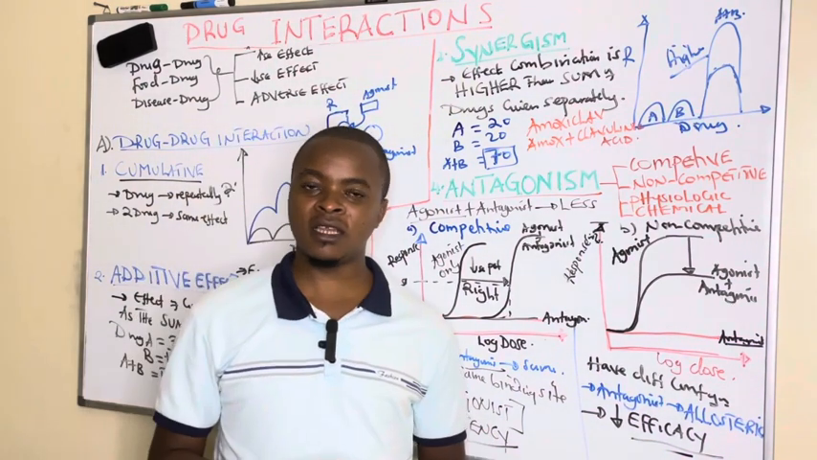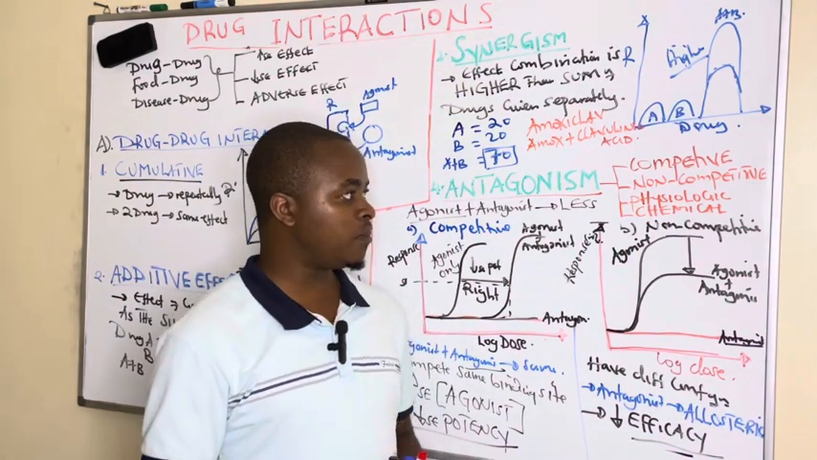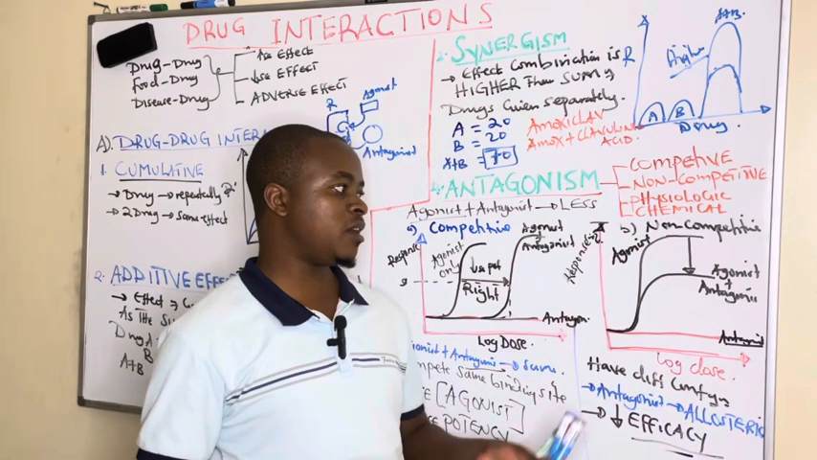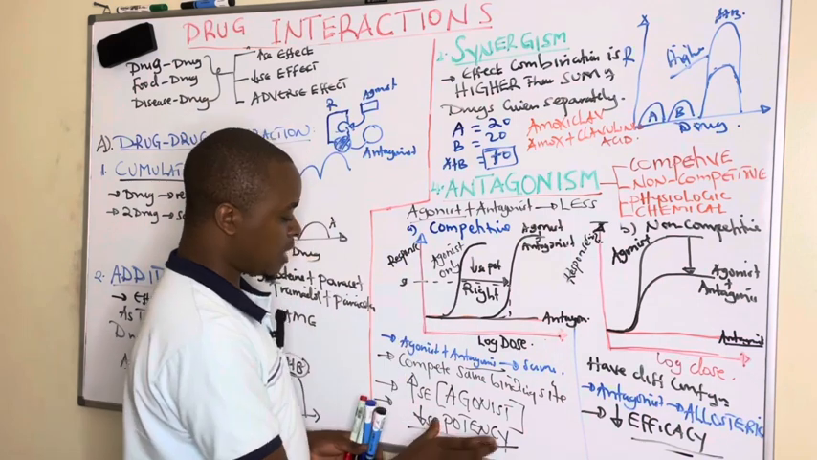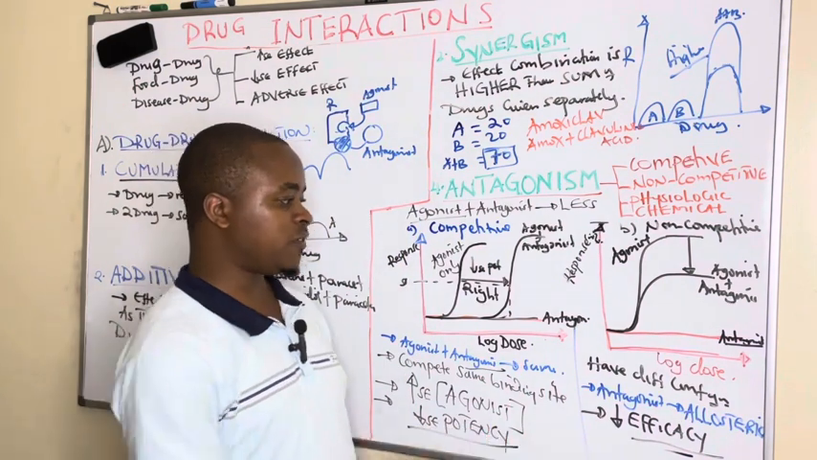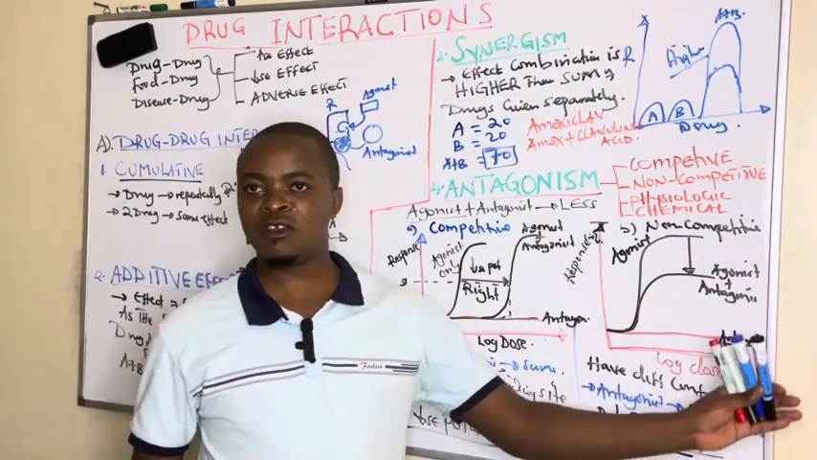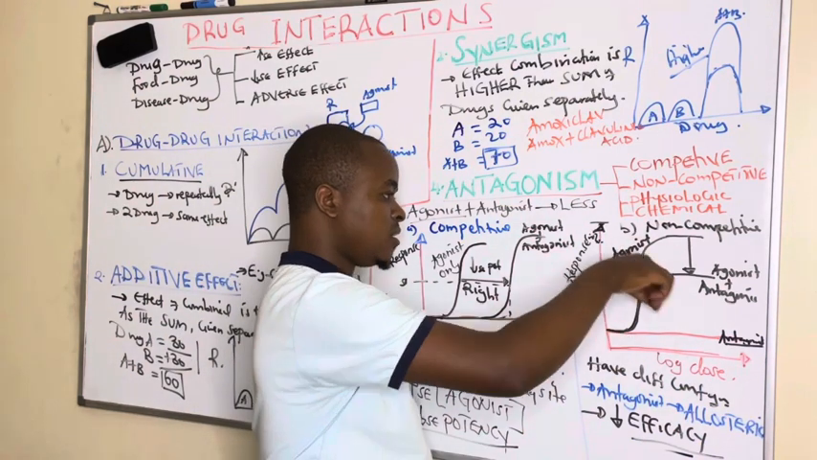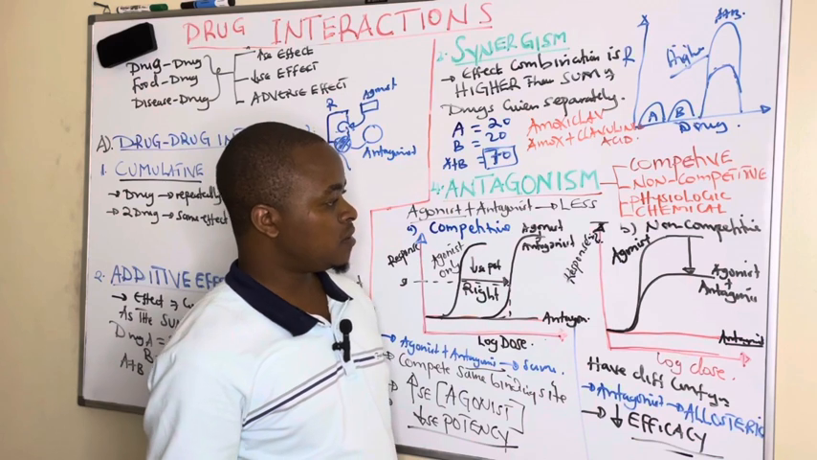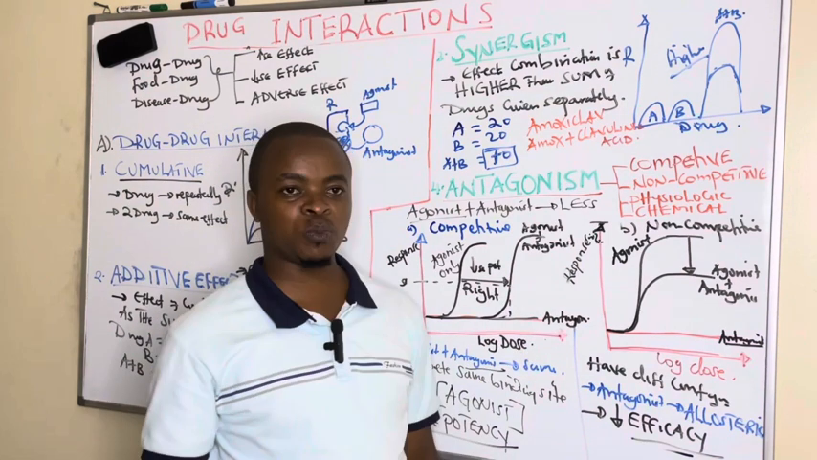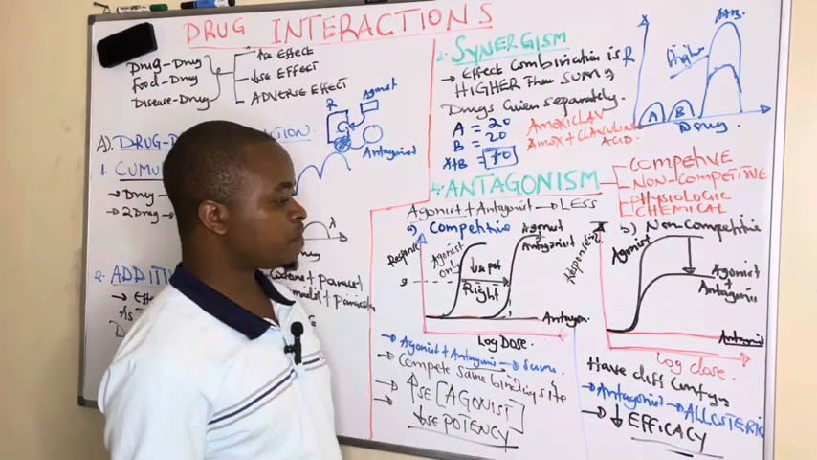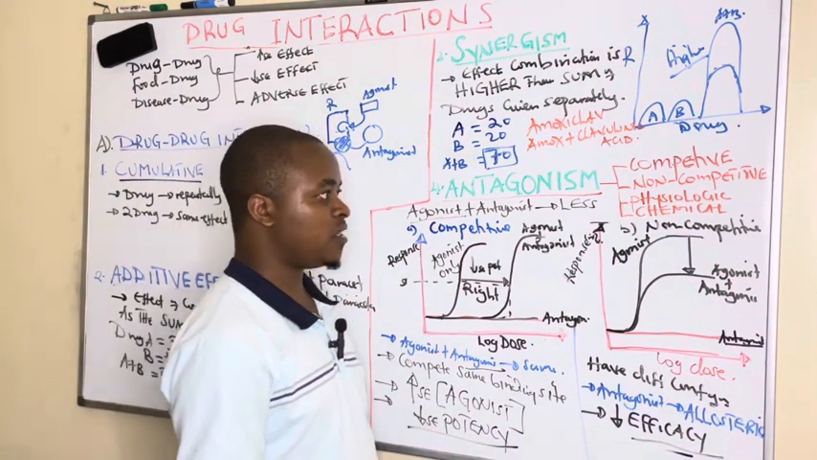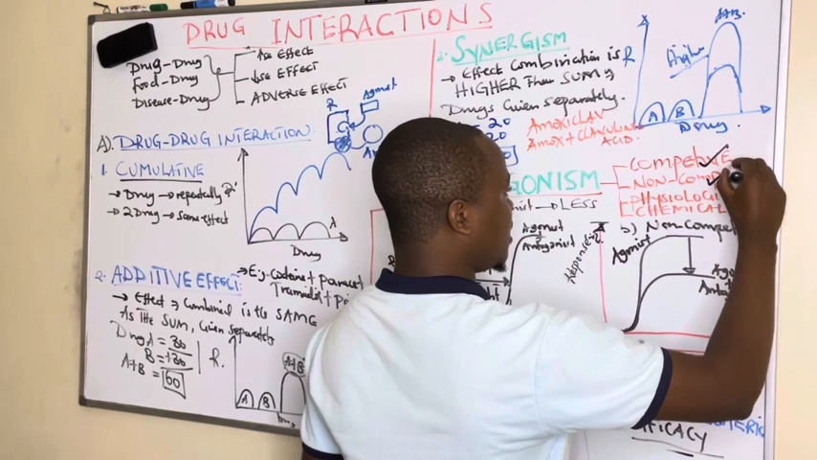So whenever you're asked in an exam, you should be able to distinguish the effect of the competitive and the non-competitive. The competitive one decreases potency by shifting the curve to the right, whereas the non-competitive decreases efficacy by a downward decrease in the response of the drug. That is what we can discuss under competitive and non-competitive.